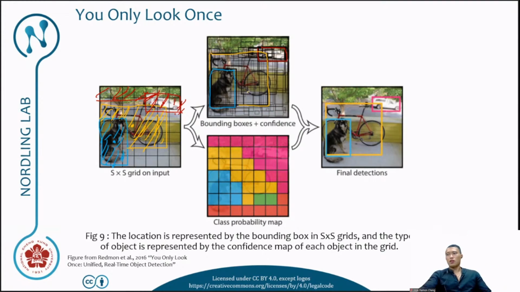And then this will be like your final predictions after you do non-max suppression. So then you select these three, right, to be your real output of YOLO.